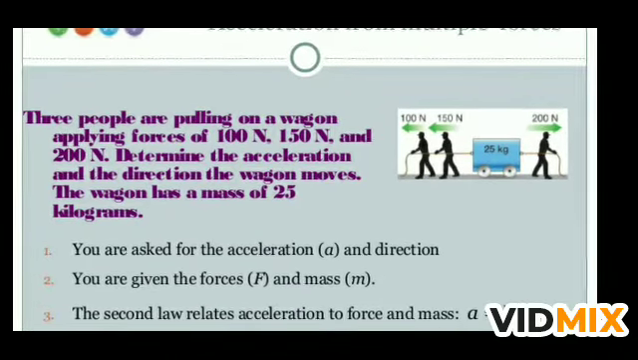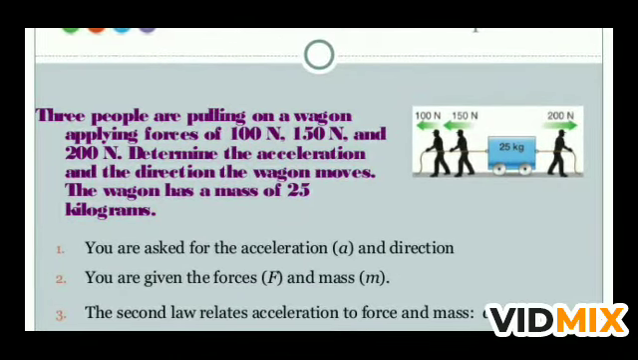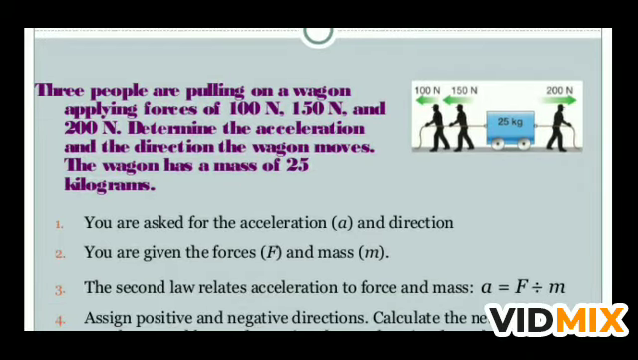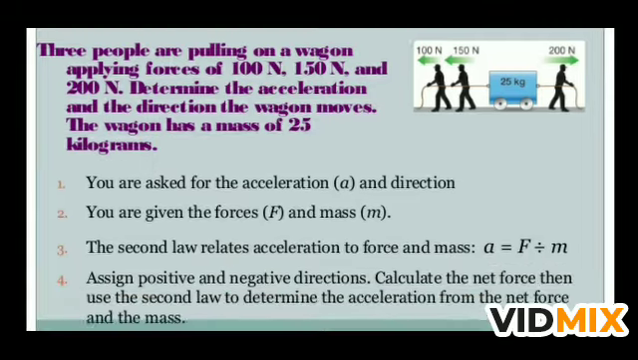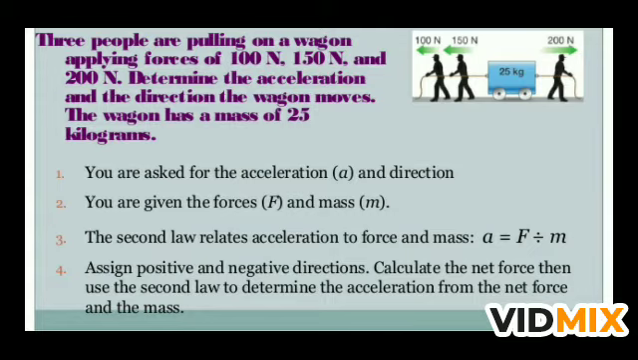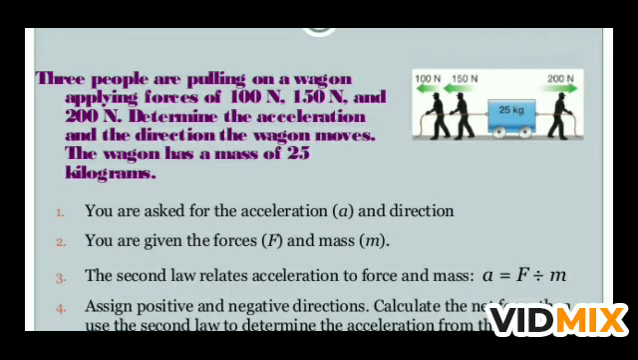Now three people are pulling a wagon applying forces of 100 Newton, 150 Newton and 200 Newton. Determine the acceleration and direction the wagon moves, and the wagon has a mass of 25 kilogram. Now you have to find the acceleration and direction of the acceleration. You are given the force and mass, so you have to apply the relation a = F/M. Now you can solve this question and understand what the symbols given mean, and you have to find the direction.